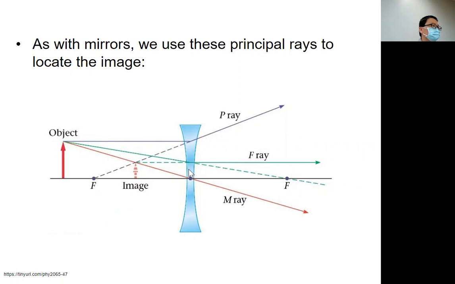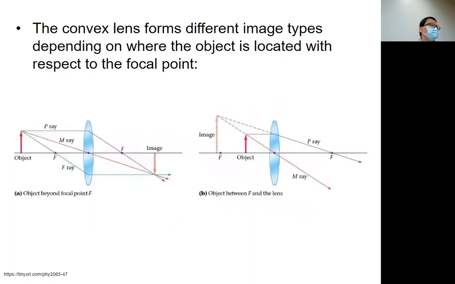In this case, if this is a concave lens, the image will be here. It doesn't depend on where your object is. For a concave lens, you're always going to get a virtual image. Now this is the other way around for mirrors: concave mirrors could possibly give you a real image and also a virtual image. For a convex lens, you will be able to get a real image and sometimes also a virtual image, depending on where your object is.